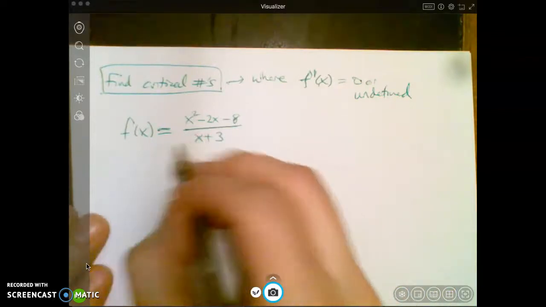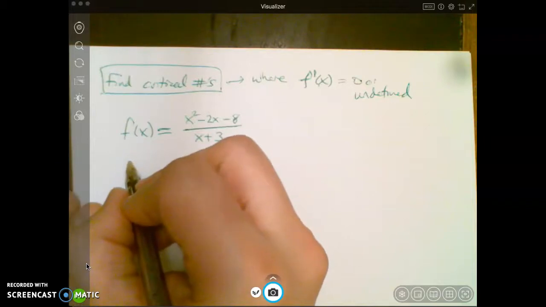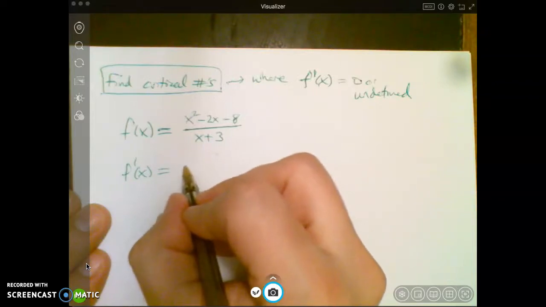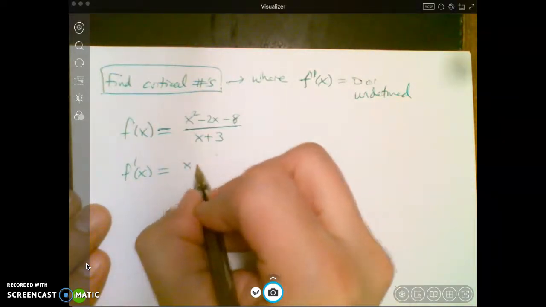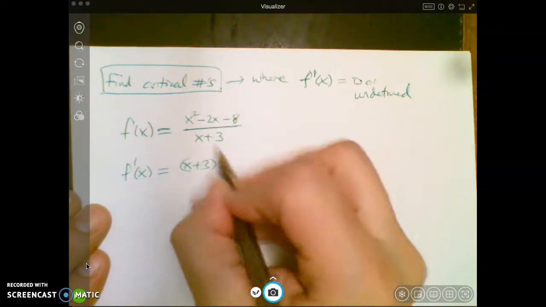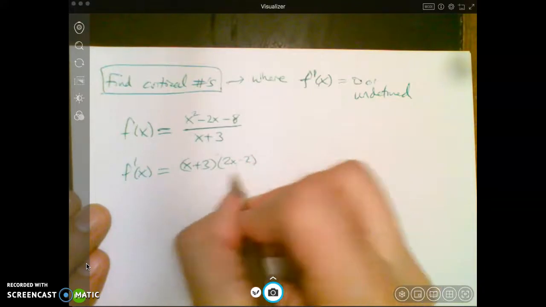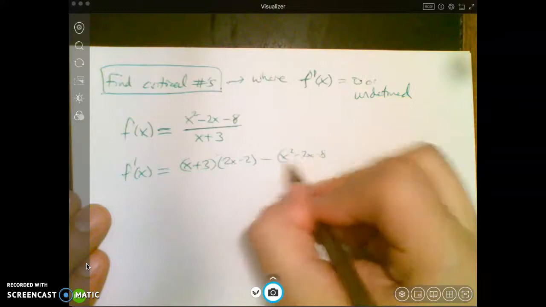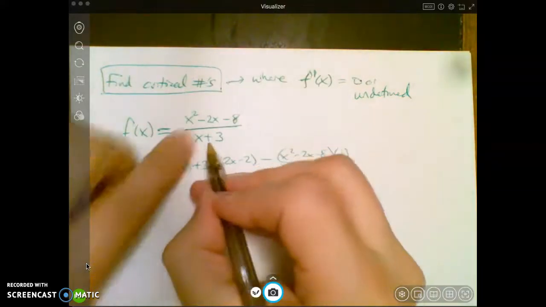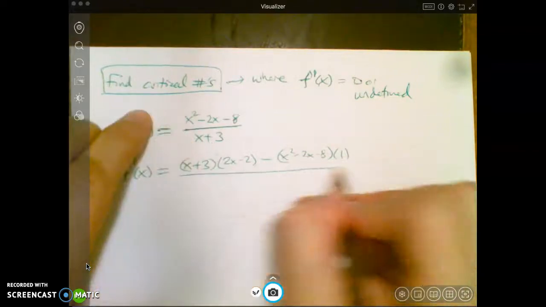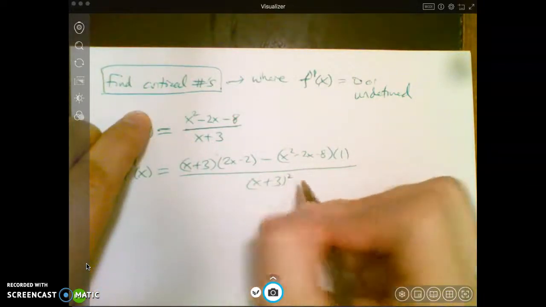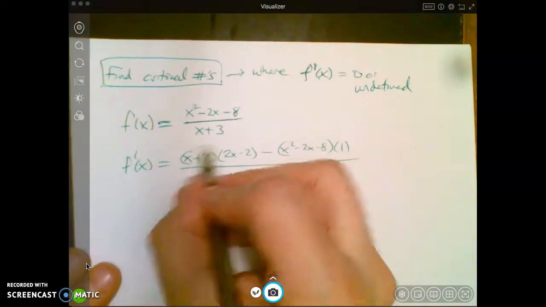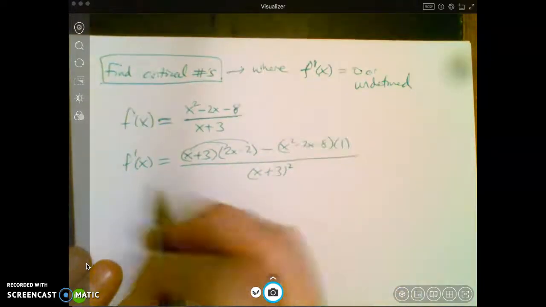All right, so first of all, we need to find the first derivative. So f prime of x equals, and you go low d high, remember: low d high, which is 2x minus 2, minus high d low, the derivative of low is 1, all over low squared. That's our deal there. And then we're going to make this a little cleaner.